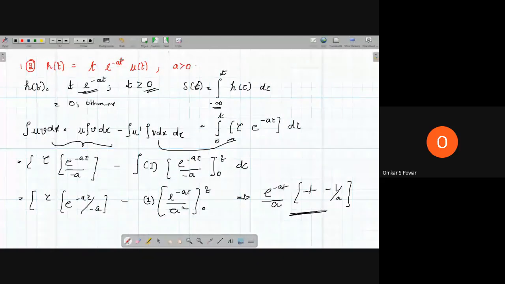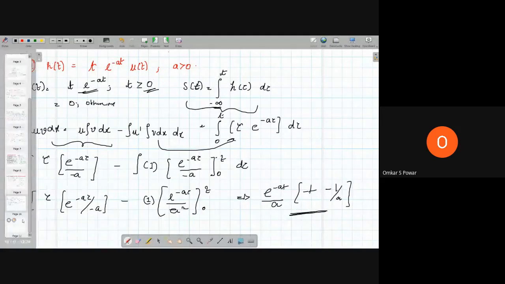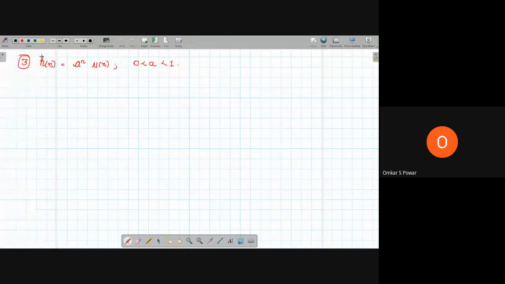Okay. So what you have to do is substitute the formula, take the limit and solve step by step. Okay. So let me go to another problem. What is the problem given here? h of n is equal to a power of n into u of n, where a varies from 0 to 1. Here, see the difference. It is n. It is not t.